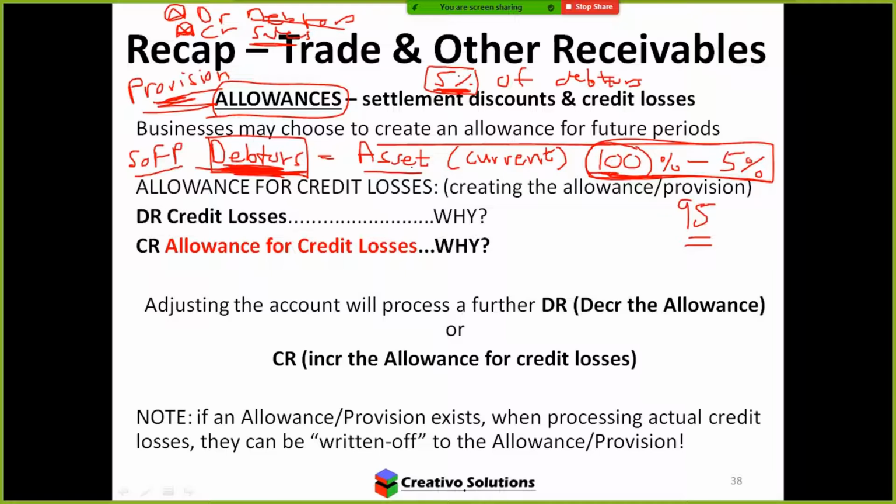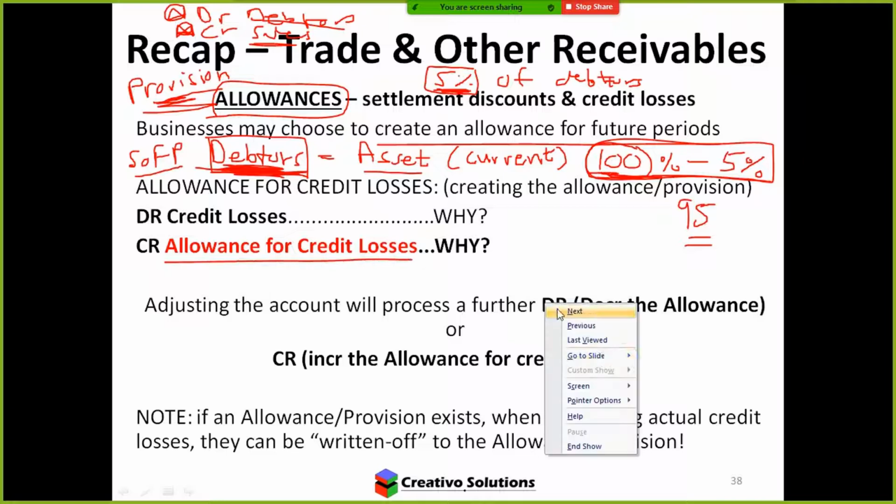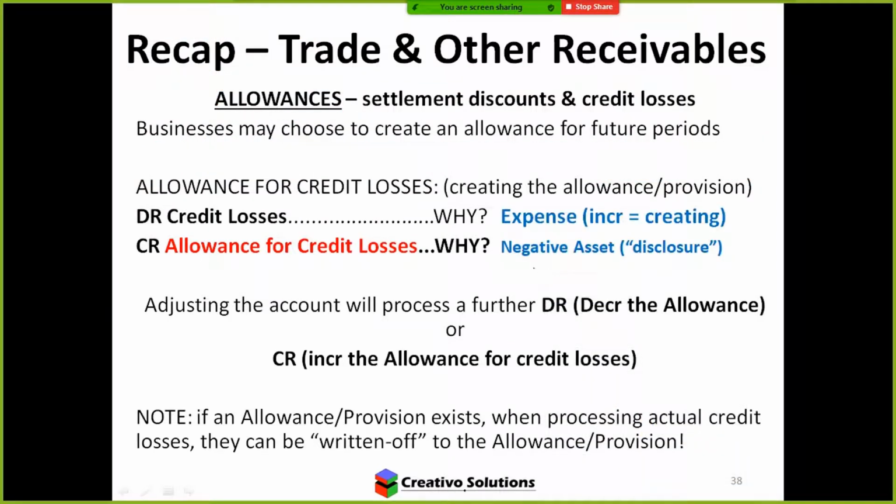Telling the user the truth is important, and that's why you create this allowance. So what type of account is the allowance? It's a negative asset. Why is it a negative asset? It's because it takes away from your debtors. So when you disclose debtors in your statement of financial position, under current assets, you'll have debtors minus the allowance for doubtful debts. That's how you show it, or allowance for credit losses. Doubtful debts, credit losses, same thing.